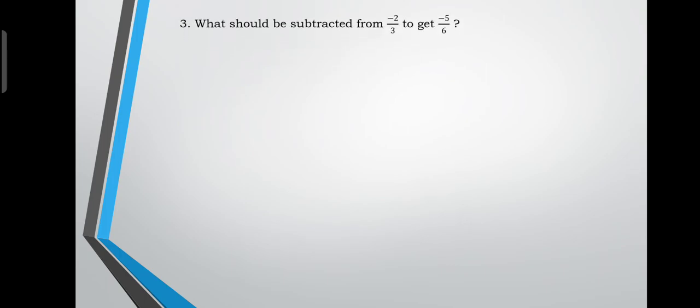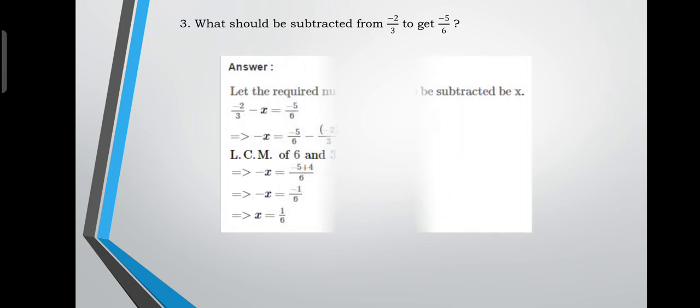The next question is: what should be subtracted from minus 2 by 3 to get minus 5 by 6? This question is also very easy, because we studied many problems of this kind in fractions and integers chapters. All three chapters have the same kind of problems. Now let us see this one. What should be subtracted from minus 2 by 3? So minus 2 by 3 should come first, then minus x, is equal to minus 5 by 6.